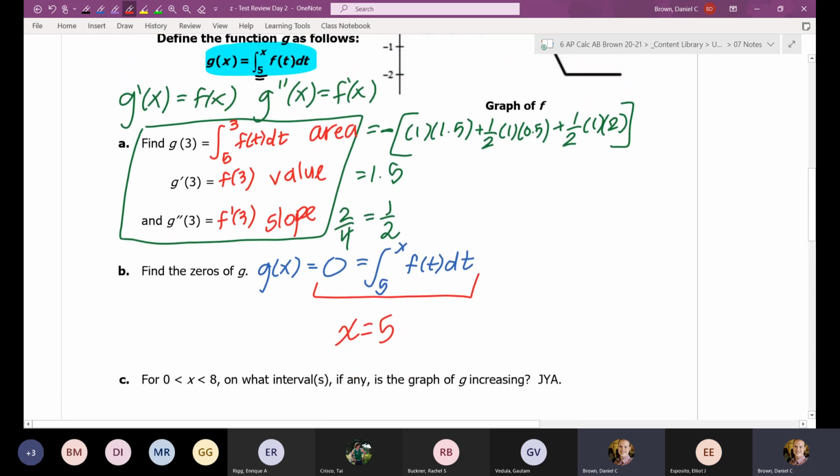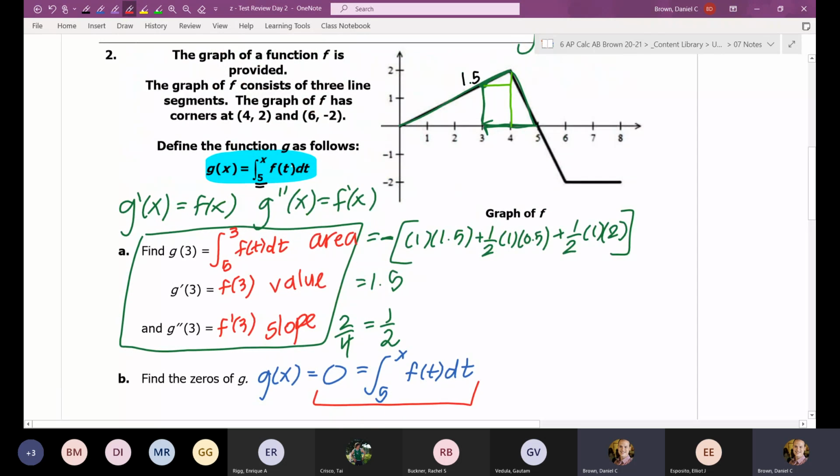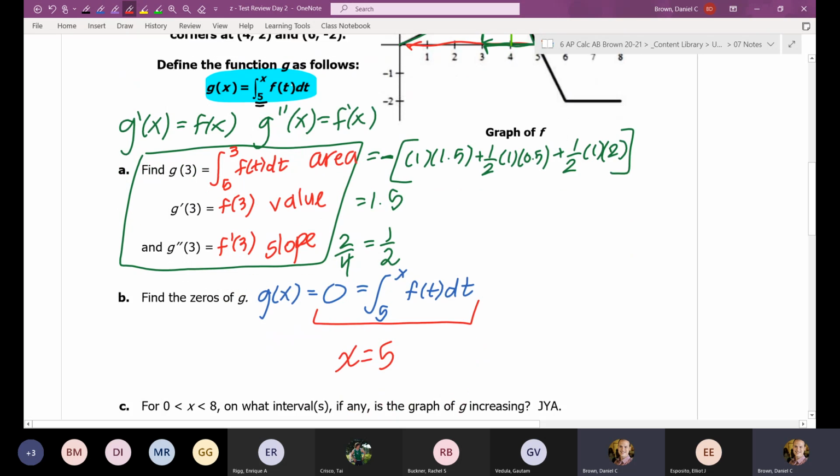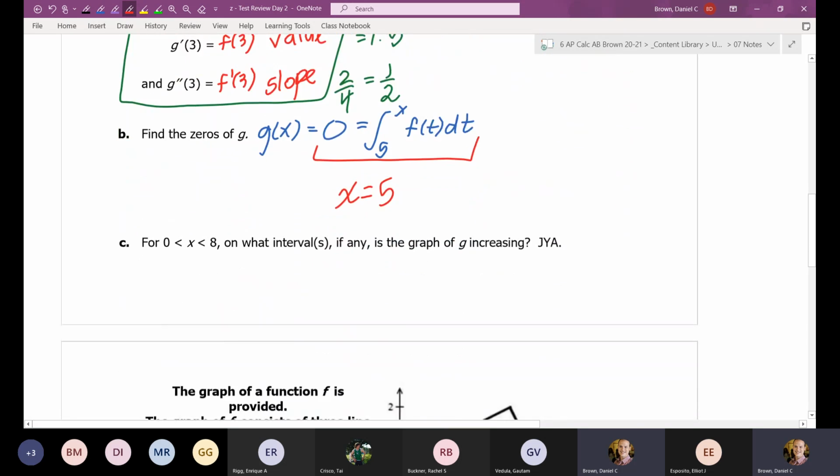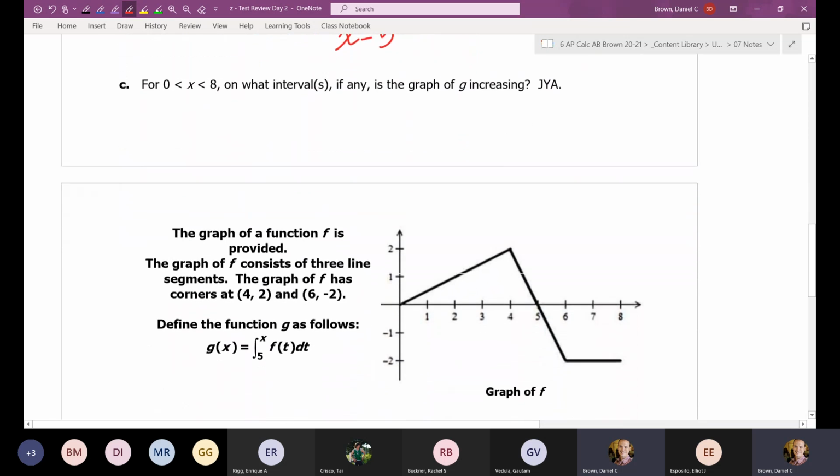Do you want to go back to the graph to see if there's any other locations? There could be. This one, there's not. So again, if we're starting at 5, if I move forwards, looking at that area, it's all negative. There's not going to be a chance for that to become negative and then positive and cancel out. Also moving backwards, it's all above the x-axis. So there's never going to be a time where that integral is going to be equal to 0 again for this example. So x equals 5 would be the only zero we have in the graph for that question.